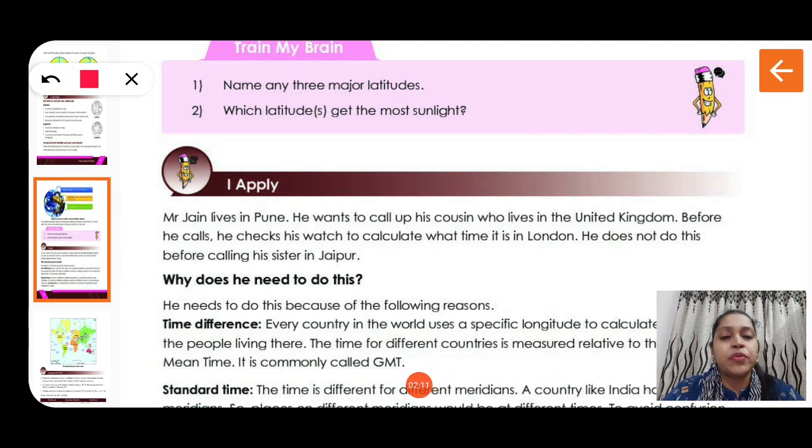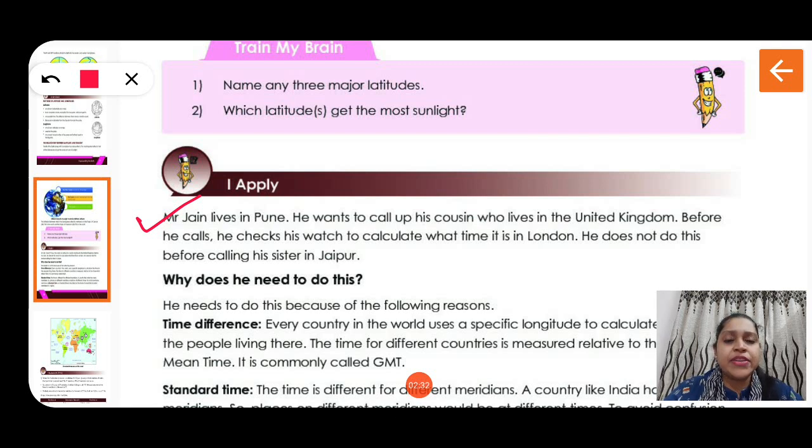All of you take out your book and you will see the paragraph starts from Mr. Jain. Mr. Jain lives in Pune. He wants to call up his cousin who lives in the United Kingdom. Before he calls, he checks his watch to calculate what time it is in London. He does not do this before calling his sister in Jaipur.